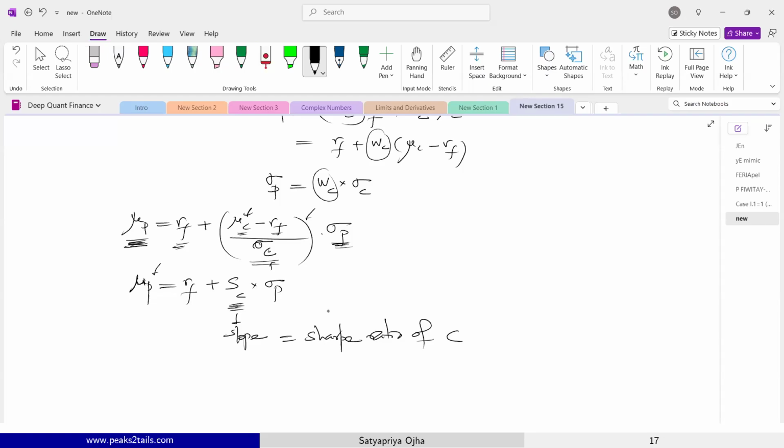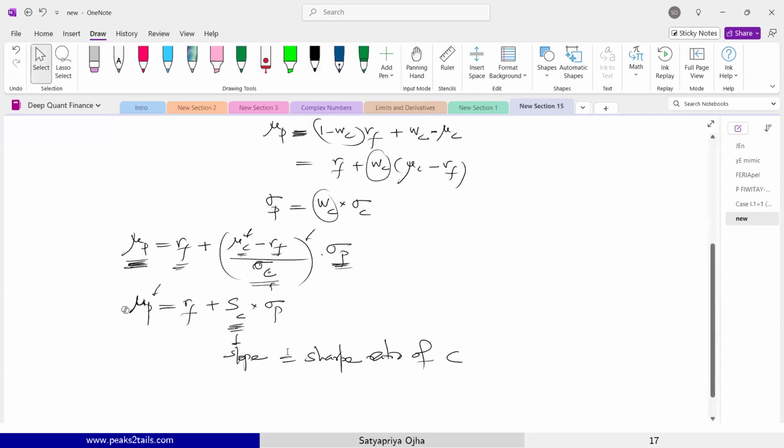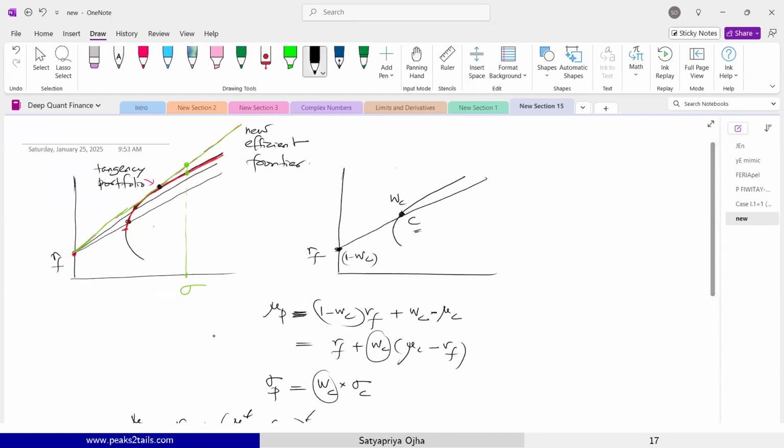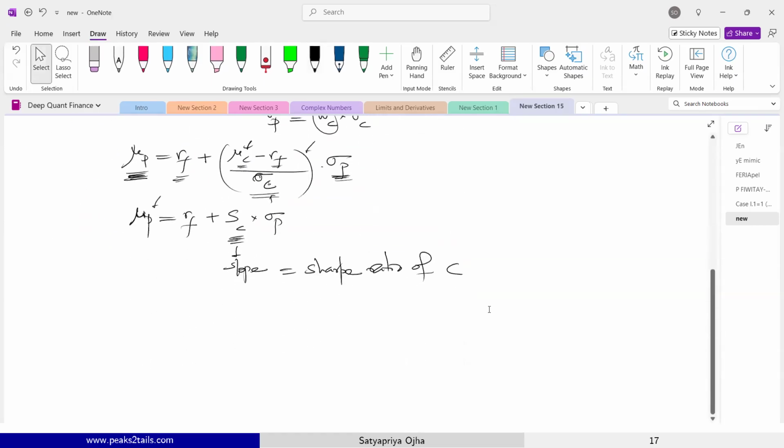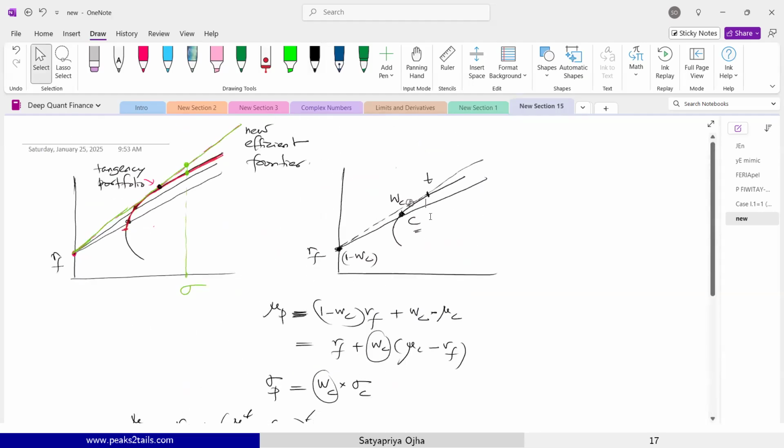That's the tangency portfolio. Let's call this portfolio T. You can clearly see in the picture, this is the line with the highest slope. Can you get a better slope than this?